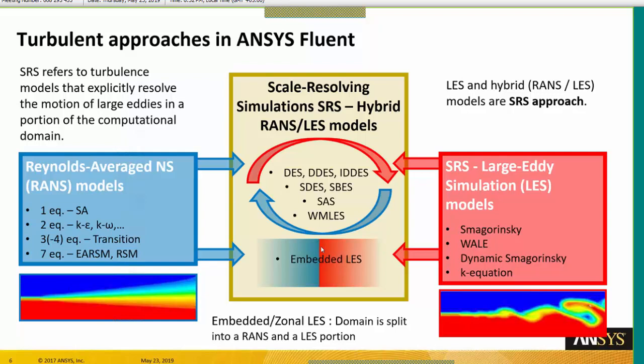But remember one thing: when you do RANS, you can have a coarse or coarser mesh, but when you switch to LES, you need to be careful because the size of the grid cells will control the eddies that you will capture. So the grid is most important for LES approaches.